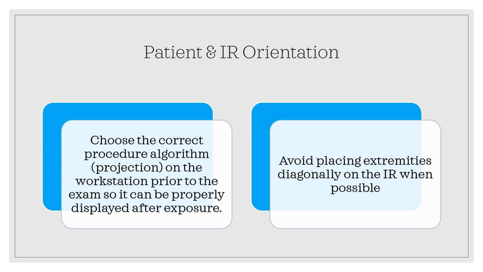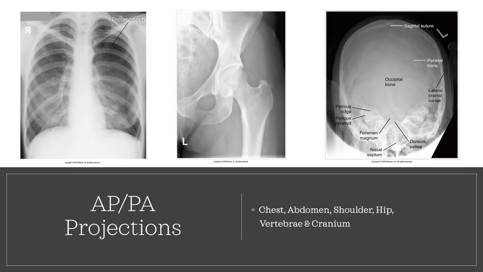Patient and IR orientation. Choose the correct procedure algorithm projection on the workstation prior to the exam so it can properly display after exposure. Avoid placing extremities diagonally on the IR when possible. AP and PA projections for the chest, abdomen, shoulder, hip, vertebrae, and cranium: you will display as if the patient were standing in an upright position, with the viewer and the patient facing one another. The right side of the patient on the projection is on the viewer's left side.